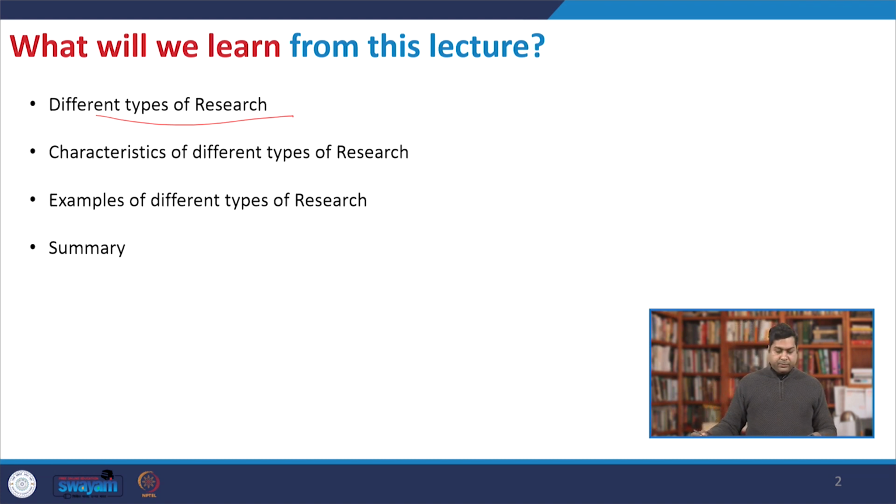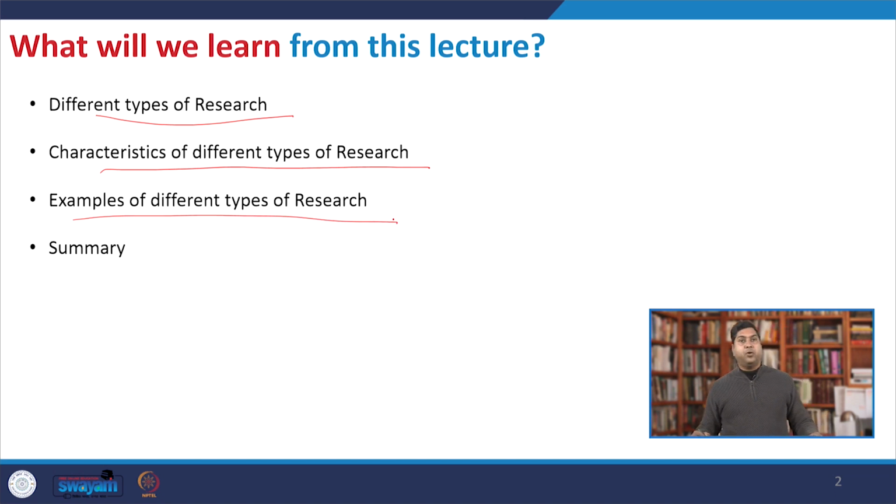So we will discuss first the different types of research, then the characteristics of the different types of research, and also examples, because this is very important to understand how we classify the type of research or the research method that we should pick for our own research. Then we will summarize the whole learning from this lecture.